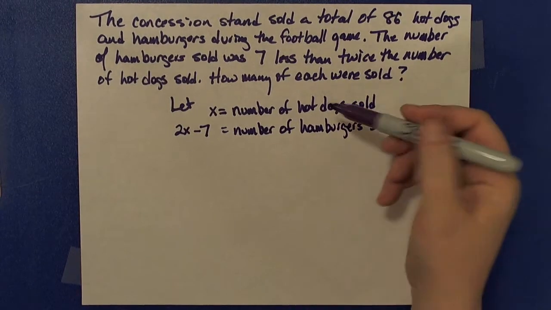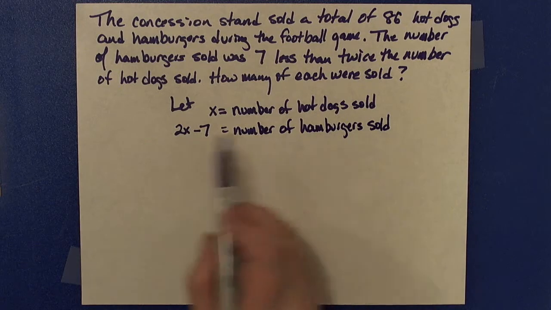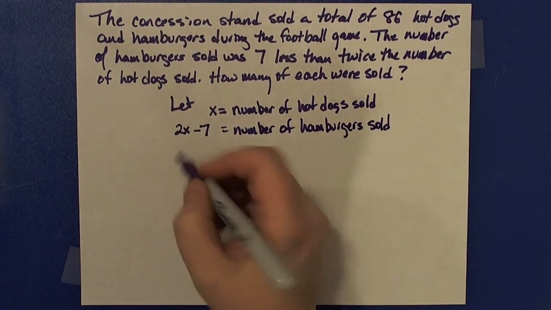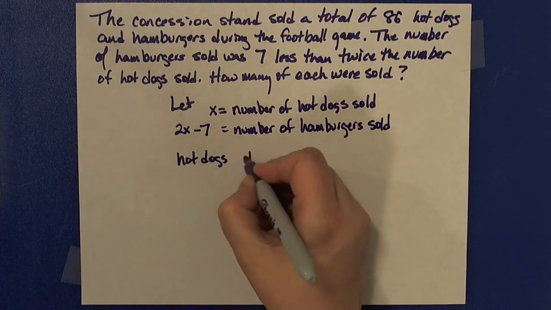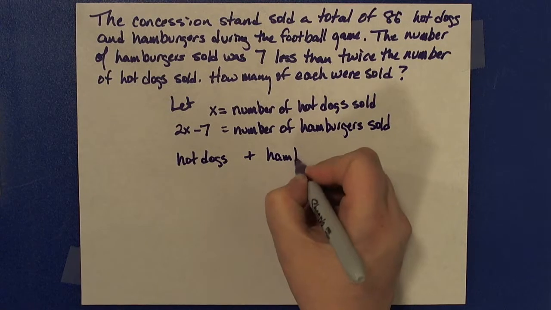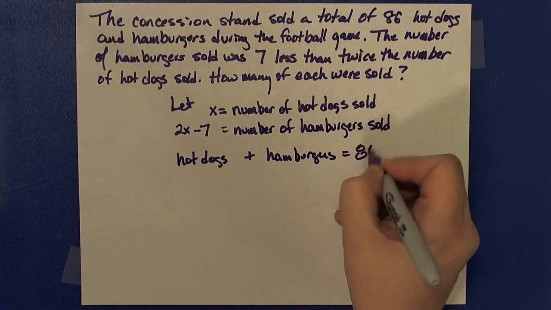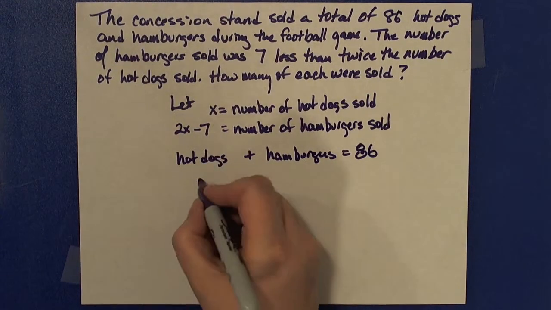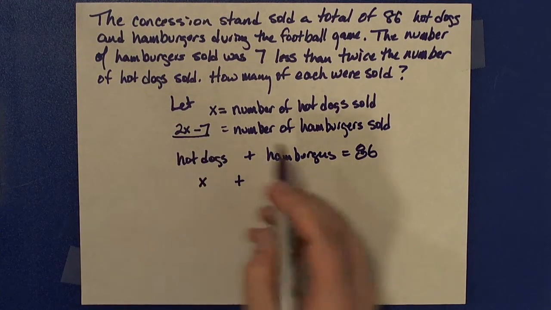So now I have defined my variable and expressed my other unknown in terms of that same variable. I'm ready to come up with an equation. So I know that if I added together the number of hot dogs plus the number of hamburgers, altogether I would have 86. So for hot dogs, I'm using the variable x, and for hamburgers, I'm using 2x minus 7.